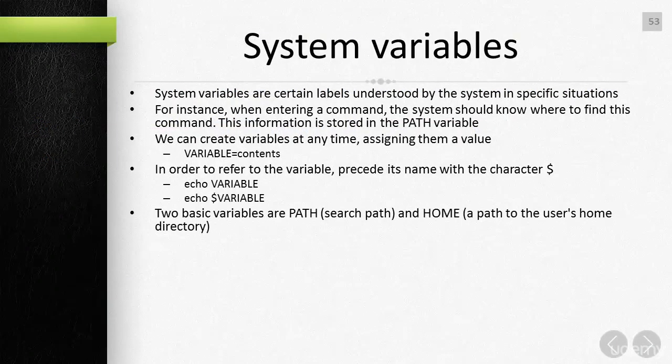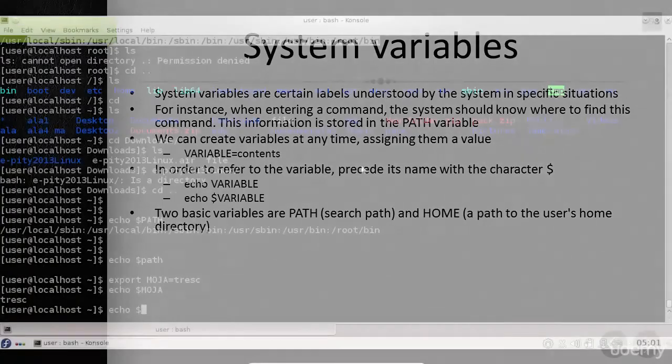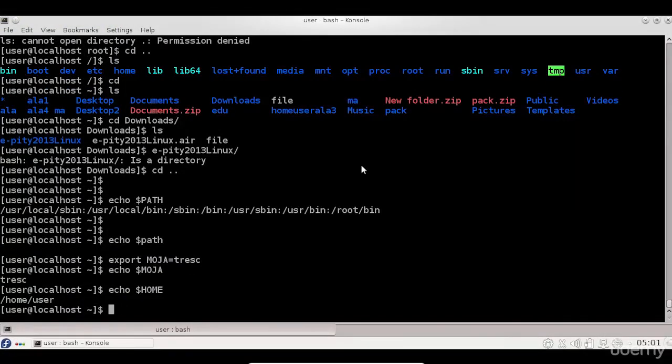Two basic environment variables which any user may encounter are PATH, a set of directories where binary applications are located, and HOME, which indicates where a user's home directory is located in the file system. If you type in the terminal the command echo $HOME, you'll see the path to the home directory of the currently logged user. For each user, this variable is specified differently.